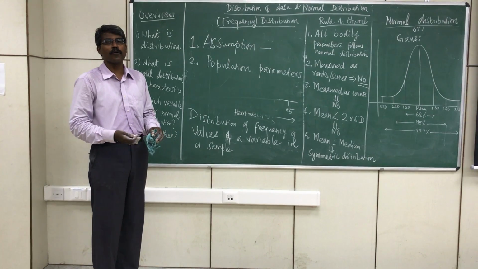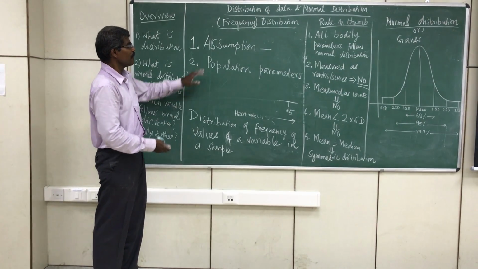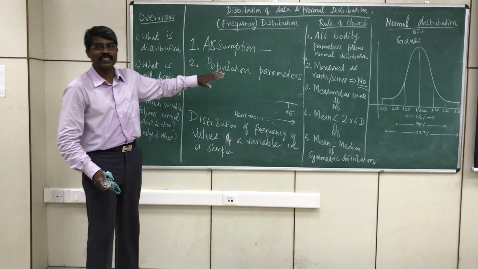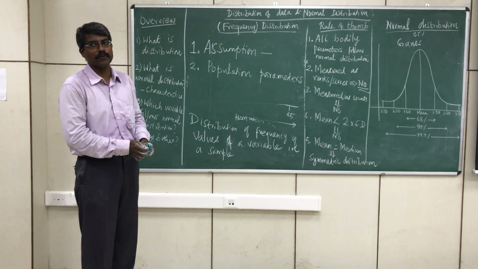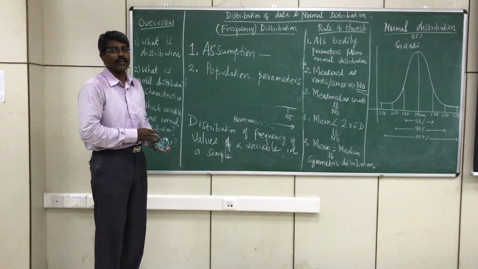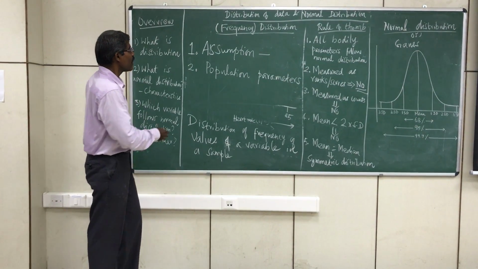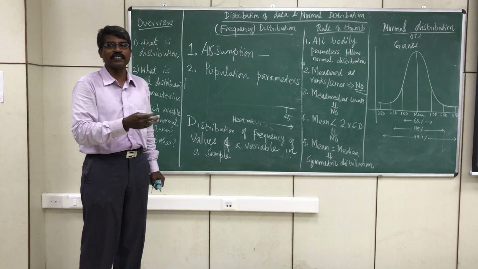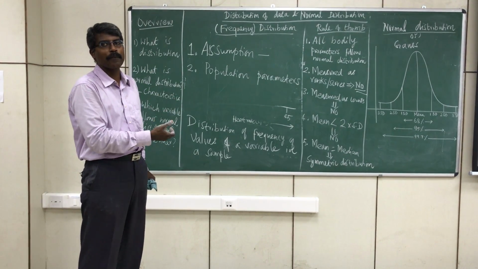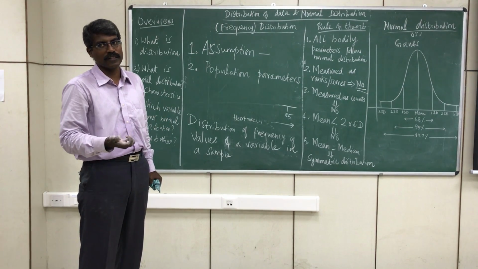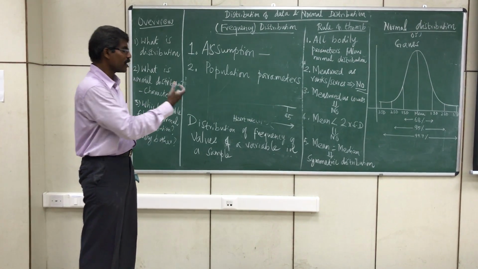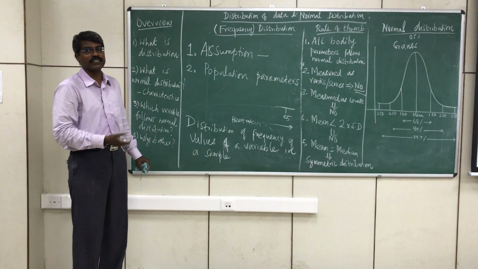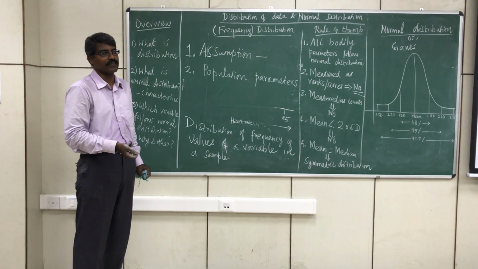Finally, we saw the 2 implications. Why are we more bothered about this normal distribution? Many statistical tests have an assumption that data should follow normal distribution. Then only the test can be carried out for the analysis of data. And secondly, we can predict the population parameters from what we observed in the sample if the data follows normal distribution. So these are the 2 implications of why we should know whether data follows normal distribution or not.